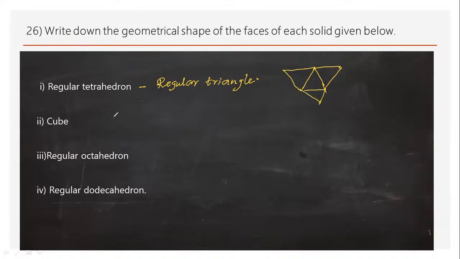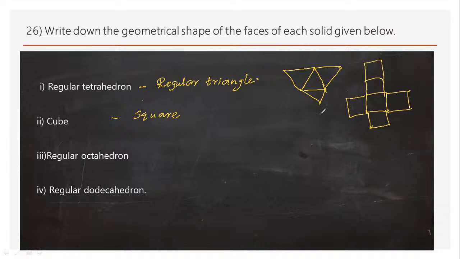Cube. What is this? Square faces. If you draw it, it looks like this. By using this net, you can make a cube. 1, 2, 3, 4, 5, 6.